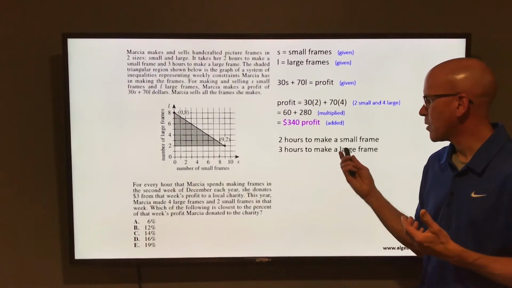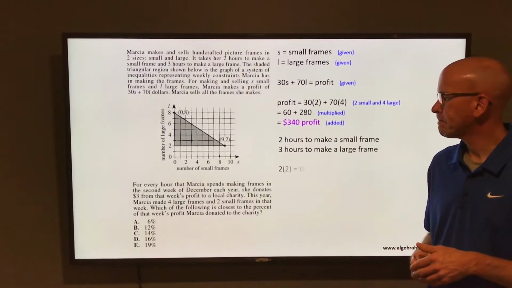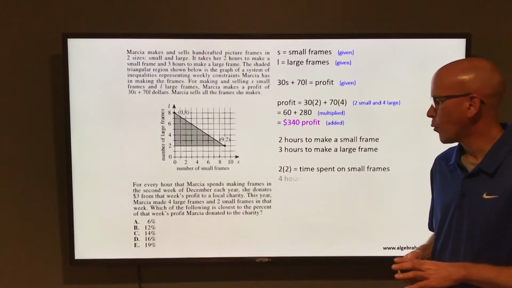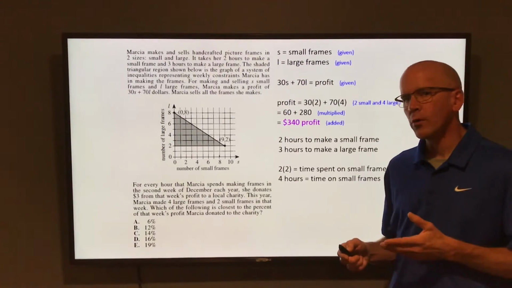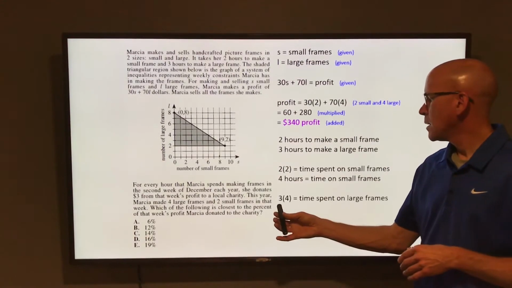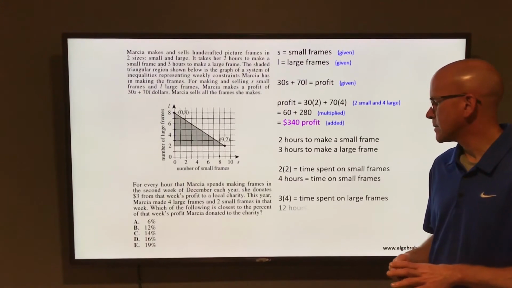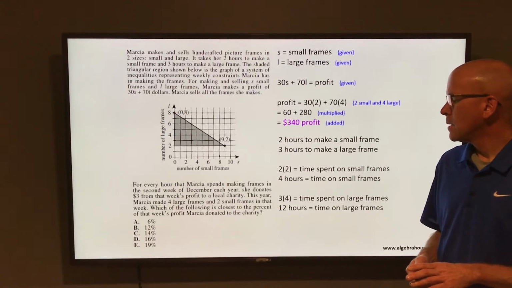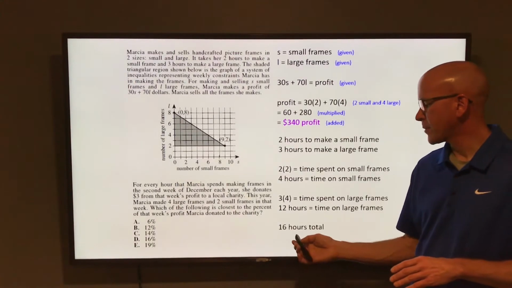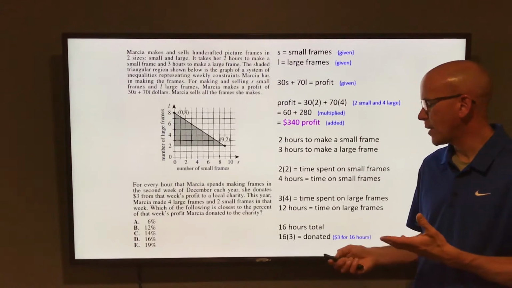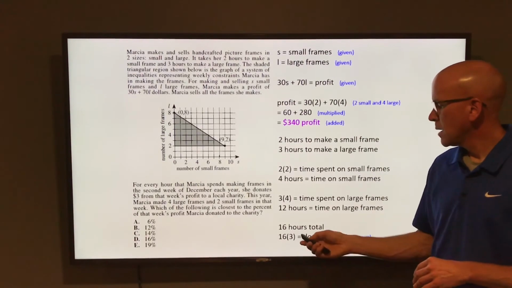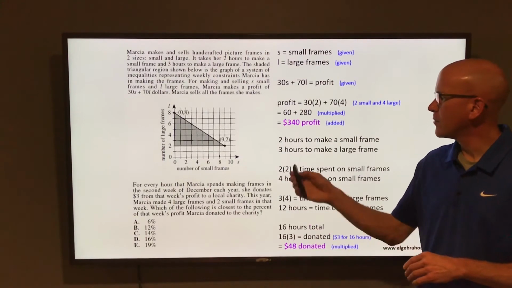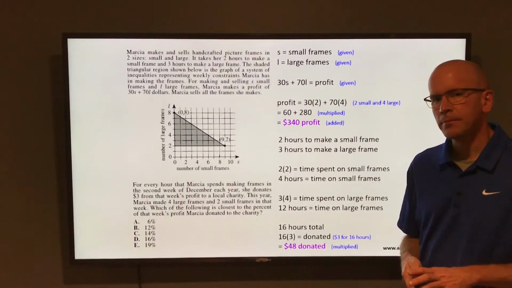It's 2 hours to make a small frame, 3 hours to make a large frame. She made 2 small frames, so 2 times 2, it's 4 hours. She made 4 large frames, so 3 times 4, that is 12 hours. 12 hours and 4 hours, it's 16 hours total. Remember, she's donating $3 for every hour that she works. So 3 times 16, that is 48. So she's donating $48. She has a profit of $340.